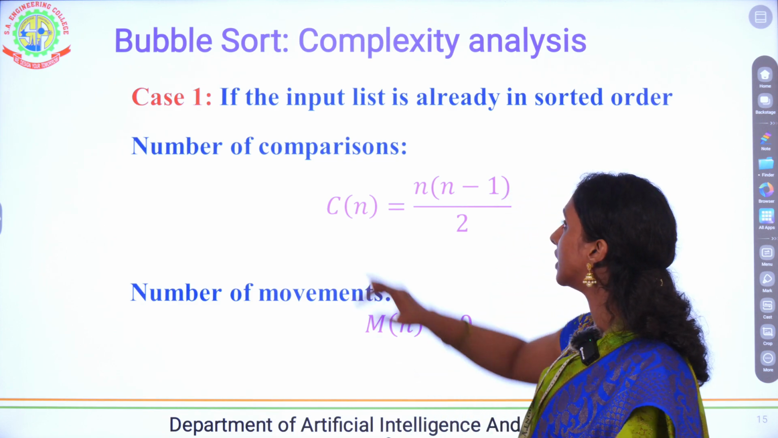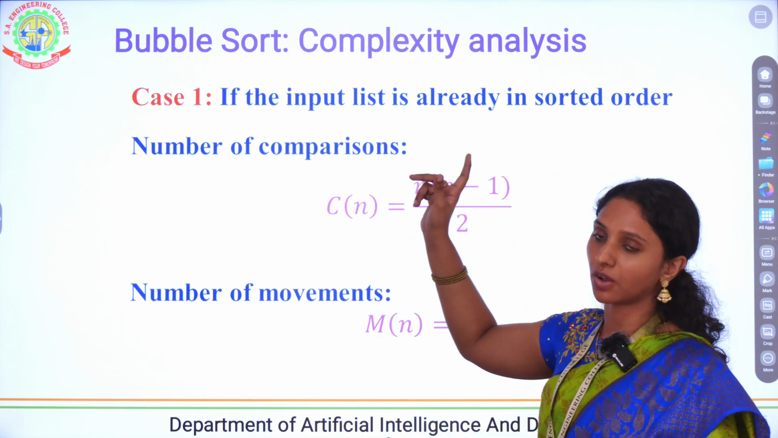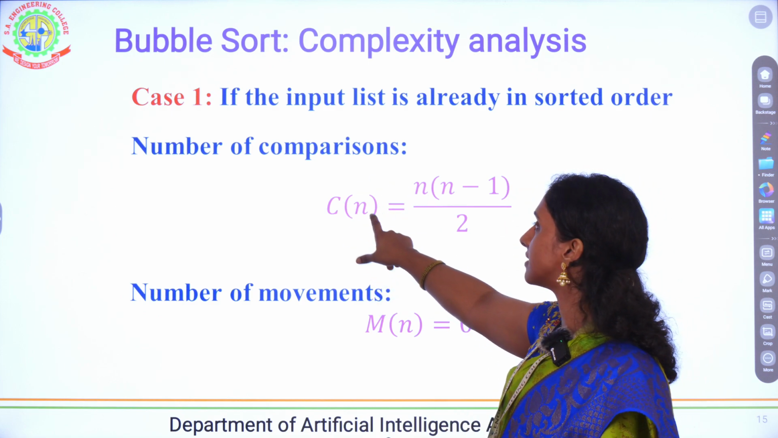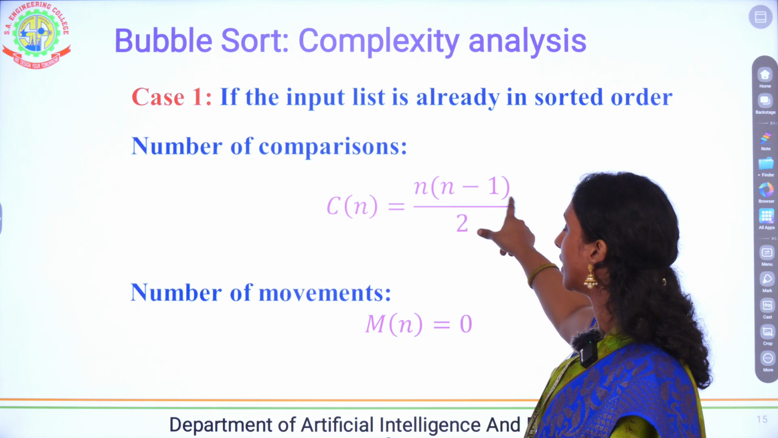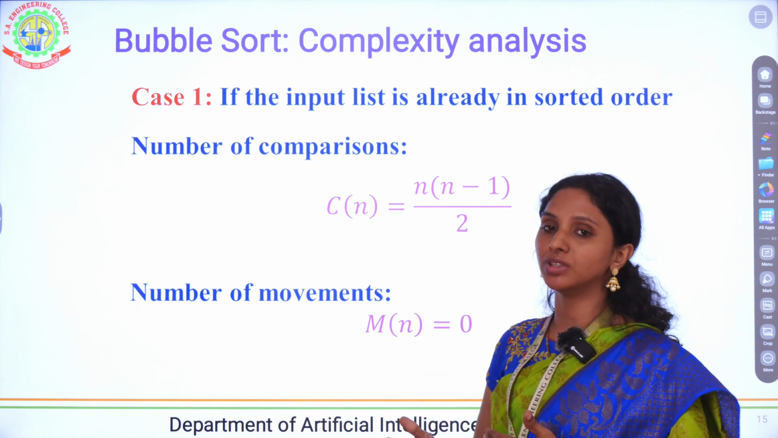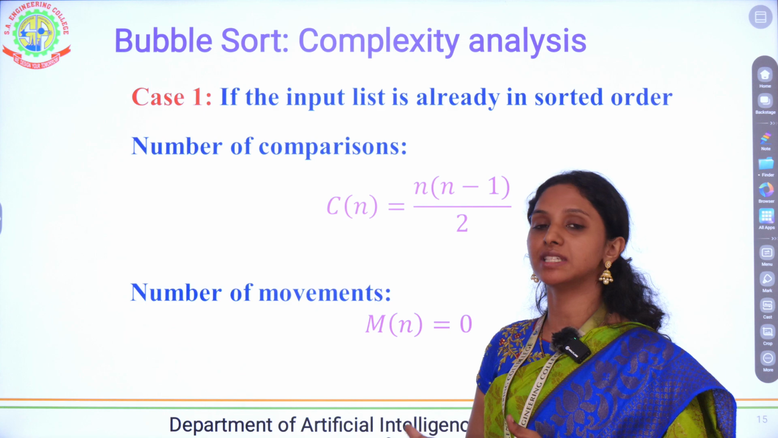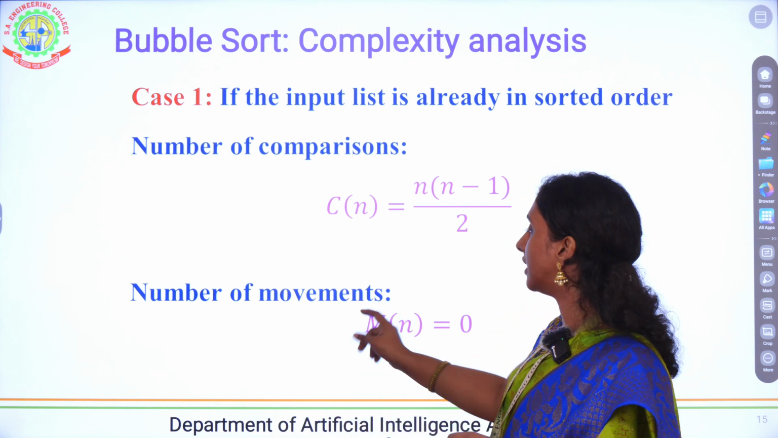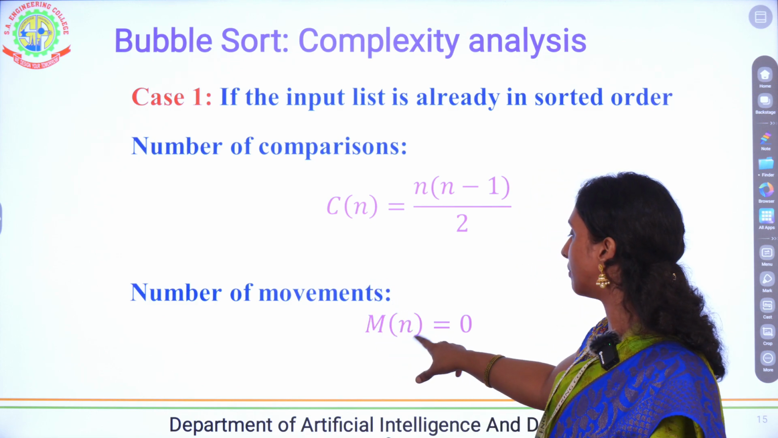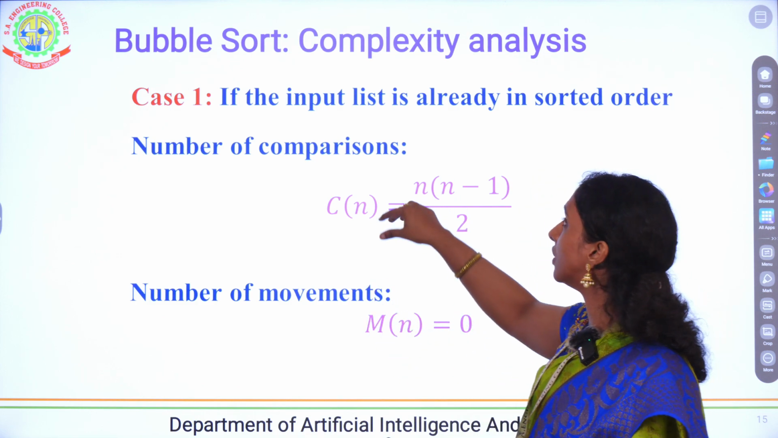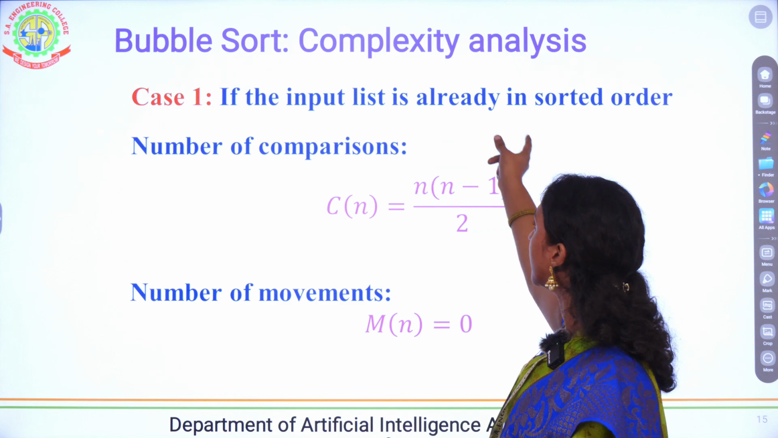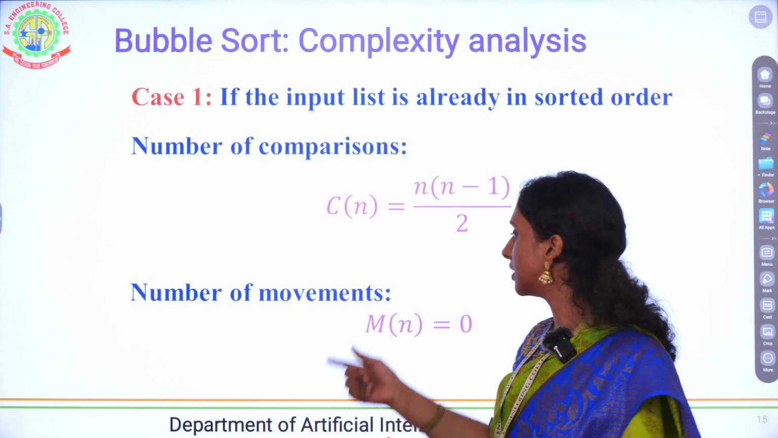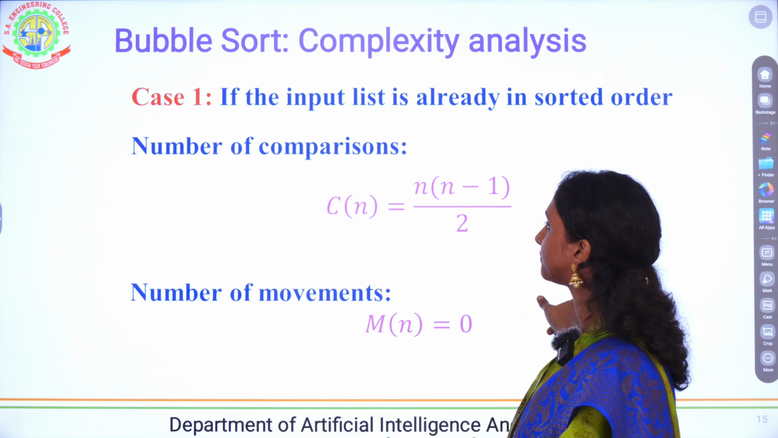The first one is if the input list is already in sorted order, then the number of comparisons and the number of movements will be given as C of n is equal to n into n minus 1 by 2. That means we have to do these many comparisons even though the list is a sorted one or unsorted one. And also the number of movements is given by M of n is equal to 0, because the list is already in sorted order, there is no need of further movements. So here M of n is 0.